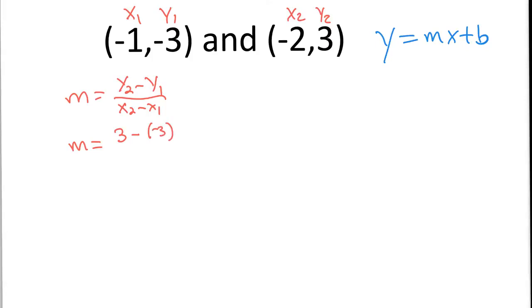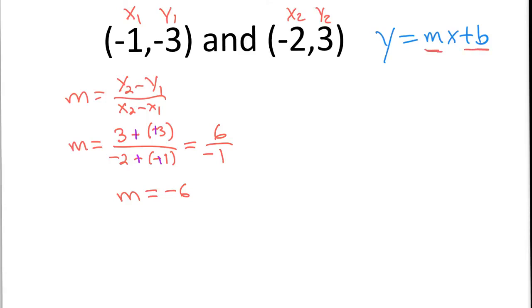Notice I have double negatives. Be careful with those signs. On the bottom, x sub 2 is negative 2 minus x sub 1 is negative 1. So I am going to keep change, or you guys do negative times a negative. So the answer on the top is going to be 6, and the answer on the bottom is going to be a negative 1. When you guys write down the equation, you don't need a fraction. So I'm just going to turn this into a negative 6. 6 divided by negative 1 is negative 6. All right. So we got m. Here it is. Now we need b.